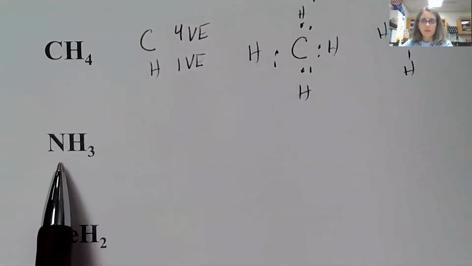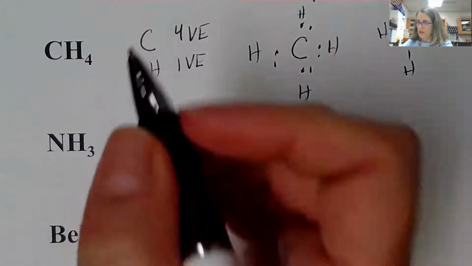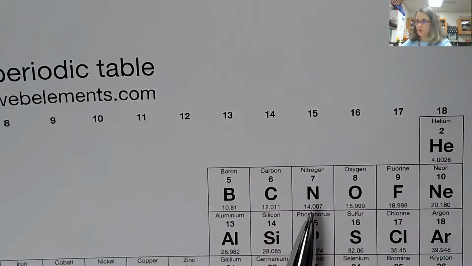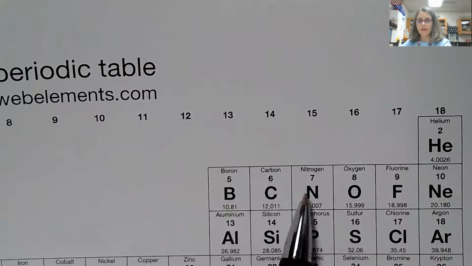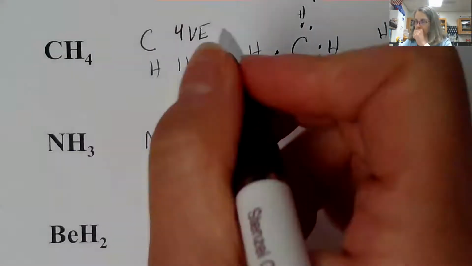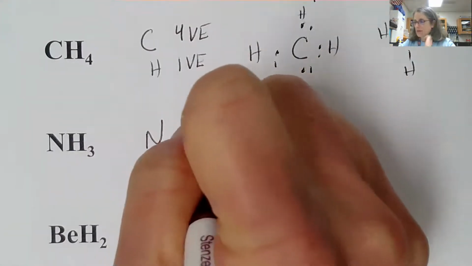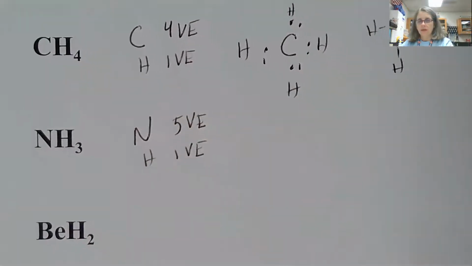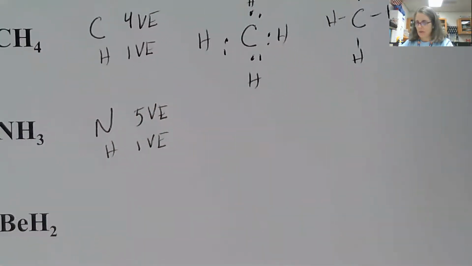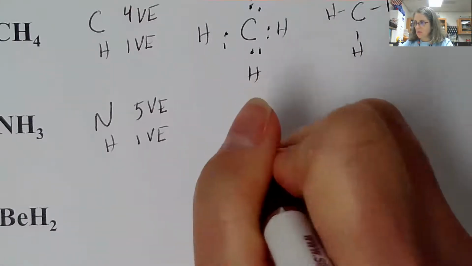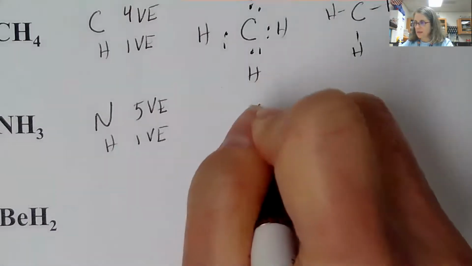All right, so let's do ammonia, NH3. Find nitrogen on your periodic table. Nitrogen's right next to carbon, so it has 3 electrons in the p orbital and 2 electrons in the s, so it has a total of 5 valence electrons. And hydrogen, again, has 1 valence electron. It feels like we keep doing hydrogen, but there's a reason for that. So nitrogen has 5 valence electrons. I'm going to do 1, 2, 3, 4, and then I'm going to double up.